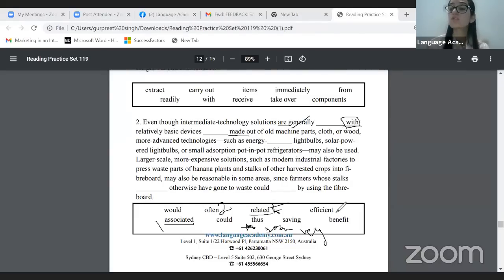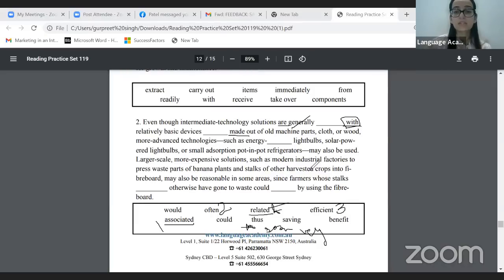We also have "energy saving". Both of them are absolutely the same, but "saving" is a general word. "Efficient" is more academic. Energy saving devices, energy efficient devices: the meaning is the same, but "efficient" should be preferred over "saving" if you have it in the options.